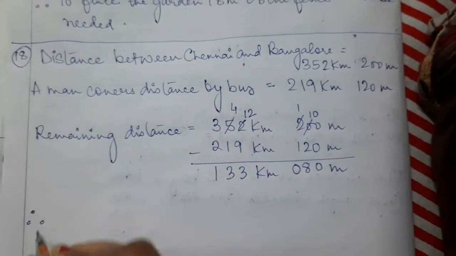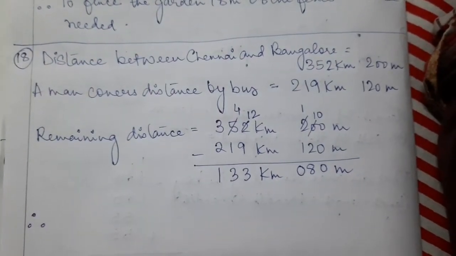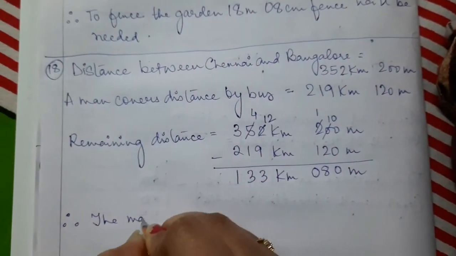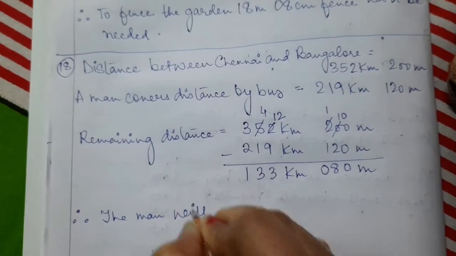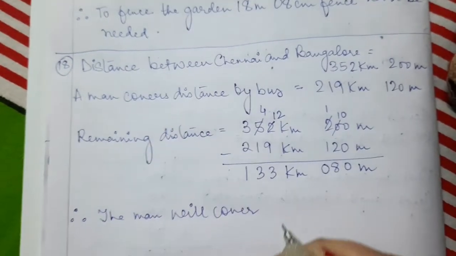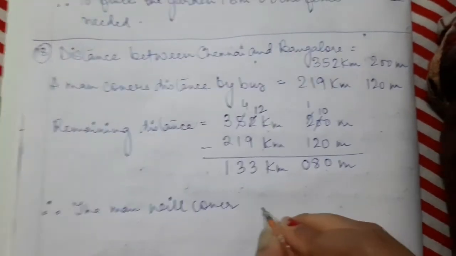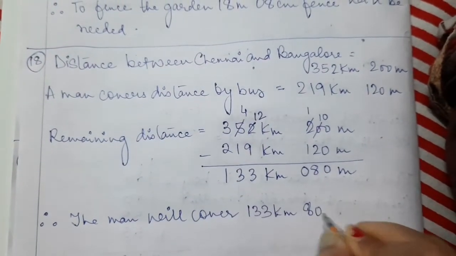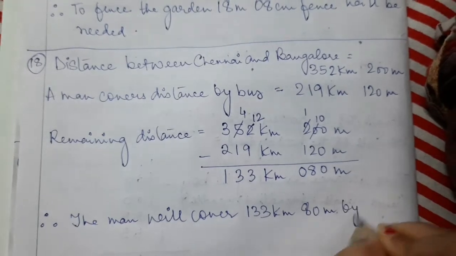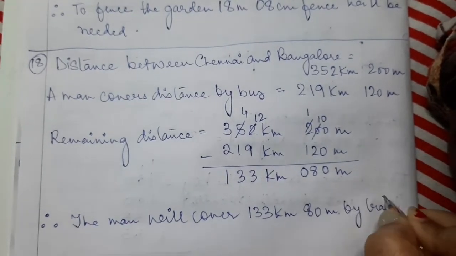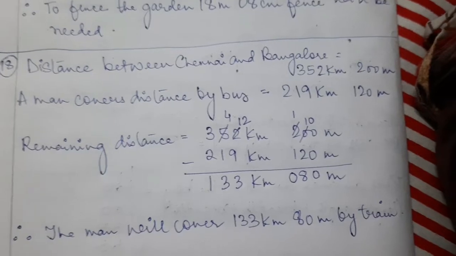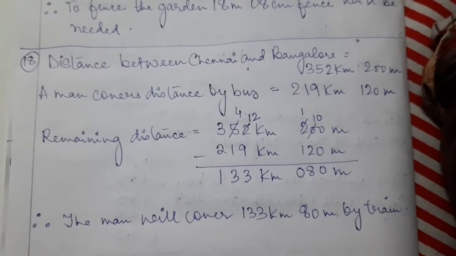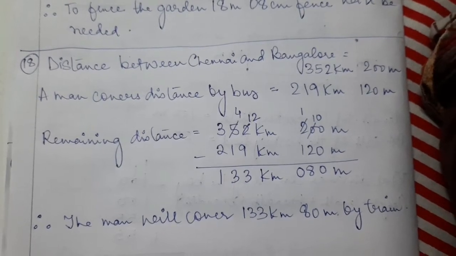Very easy sum, isn't it? Just simple subtraction. The man will cover 133 kilometer 80 meter by train. The man will cover 133 kilometer 80 meter by train. I hope you have understood this sum.